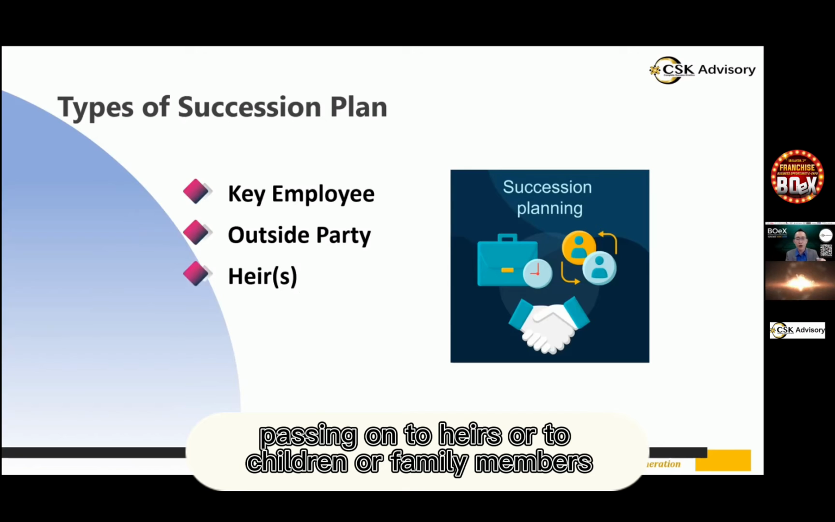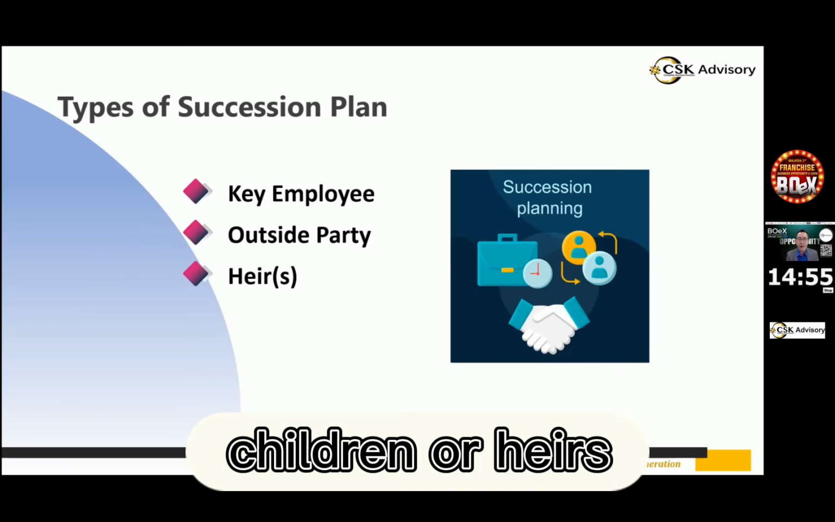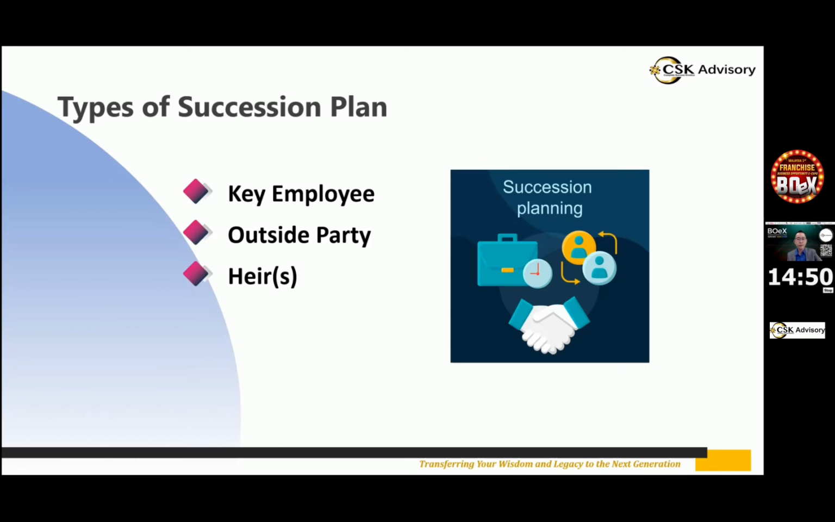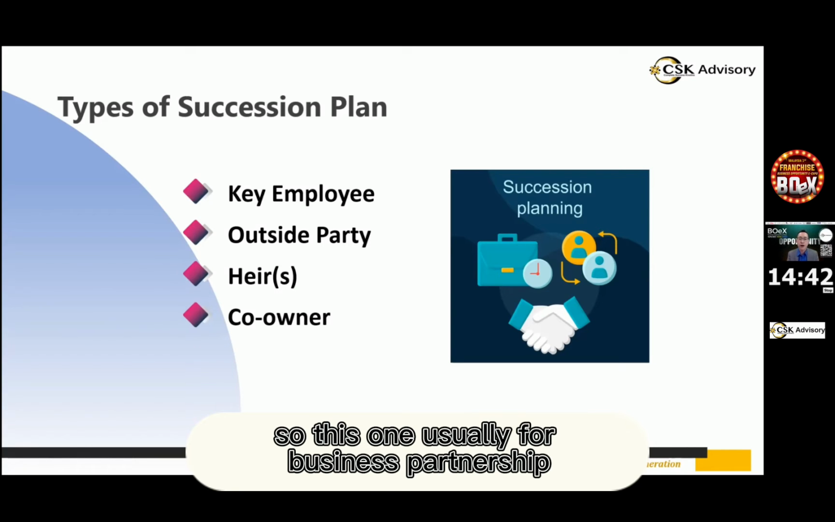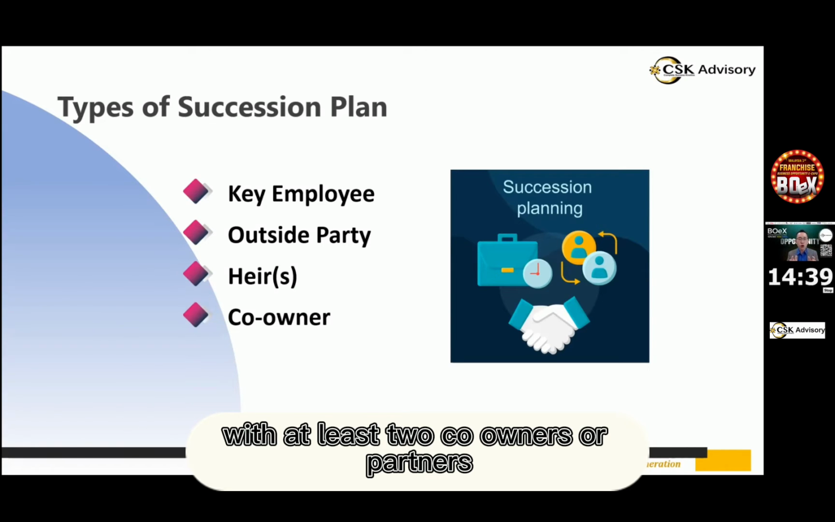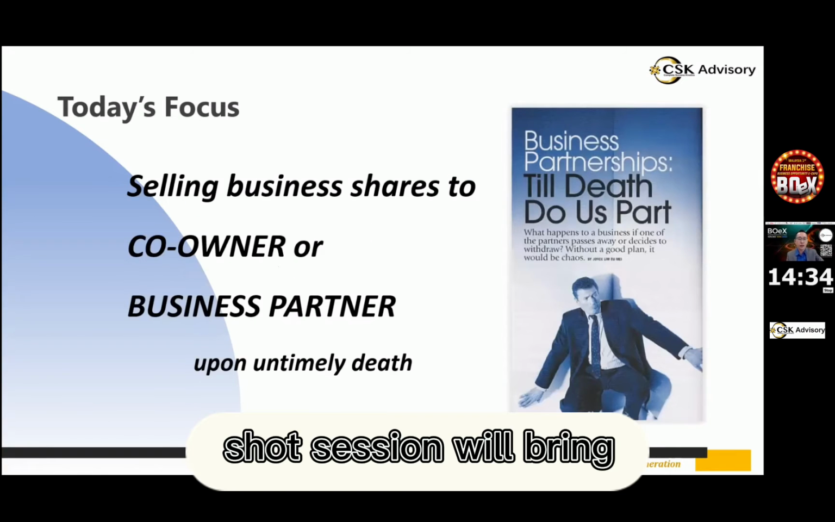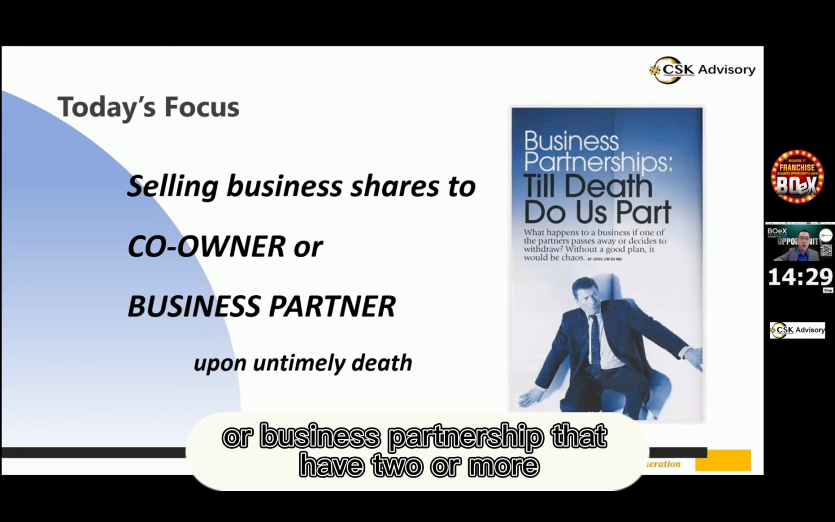Passing on to heirs or to children or family members. So this one is mostly for family-run SMEs. This also involves long-term grooming of children or of heirs, and succession usually happens upon death or retirement. And last but not least, selling to co-owner or partner of the business. This one is usually for business partnership with at least 2 co-owners or partners.